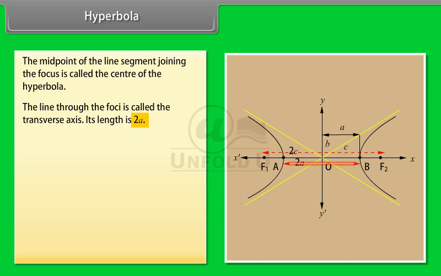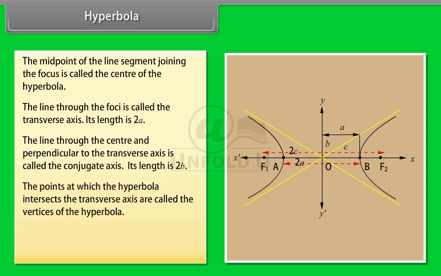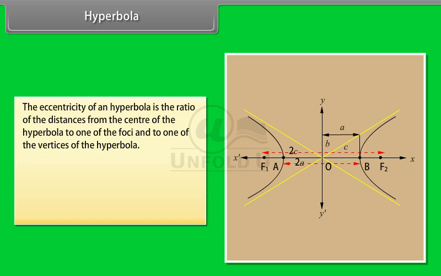Its length is 2a. The line through the center and perpendicular to the transverse axis is called the conjugate axis. Its length is 2b. The points at which the hyperbola intersects the transverse axis are called the vertices of the hyperbola. The distance between the two foci is denoted by 2c. The eccentricity of a hyperbola is the ratio of the distances from the center of the hyperbola to one of the foci and to one of the vertices of the hyperbola. That is, e is equal to c by a. Since c is greater than or equal to a, the eccentricity is never less than 1.